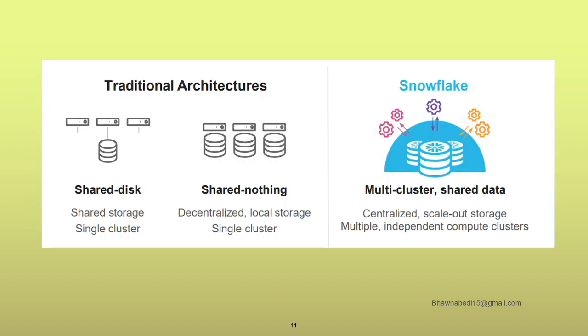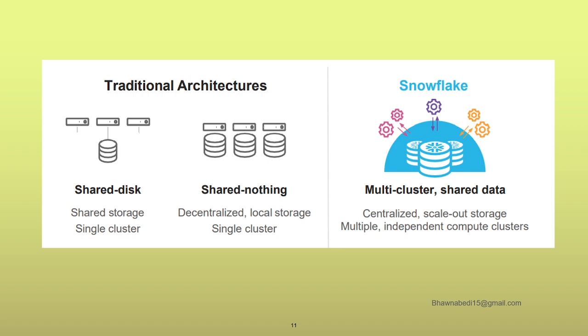So if you look at this particular visual, on the left hand side for the traditional architectures, shared disk essentially means that your storage, where your data is stored, is essentially shared, right? It is shared. And then you have clusters on top of it which are nothing but they give you compute power. So that is one of your traditional architecture. And the second architecture is a shared nothing architecture.